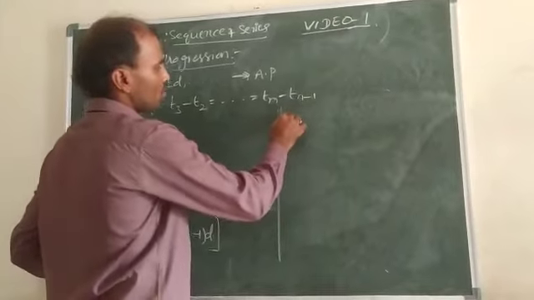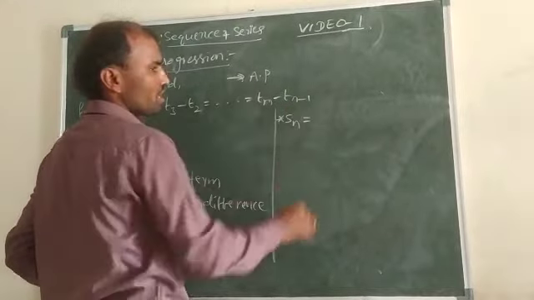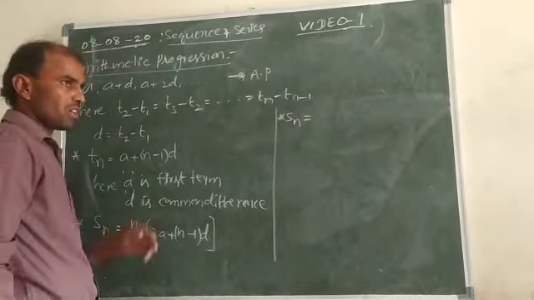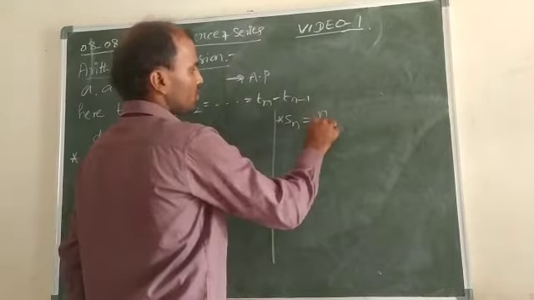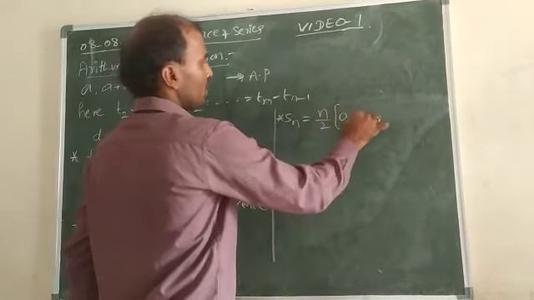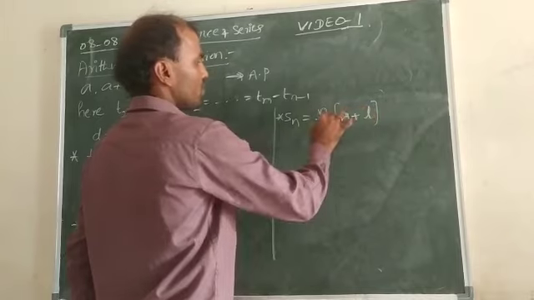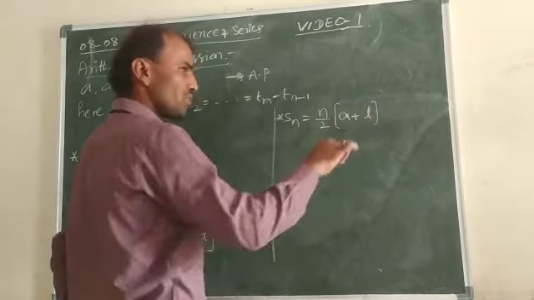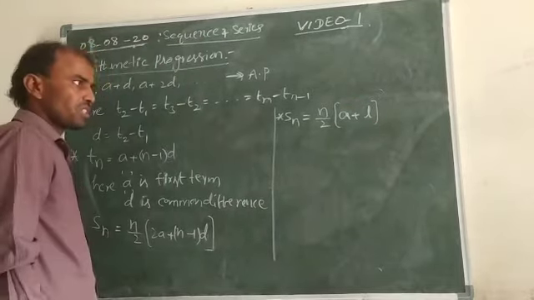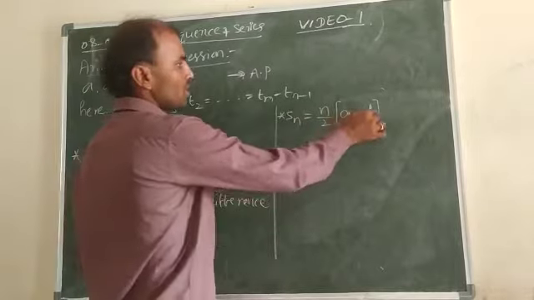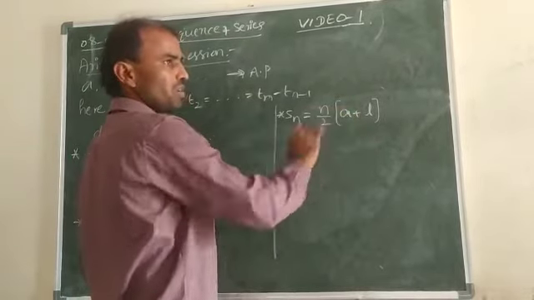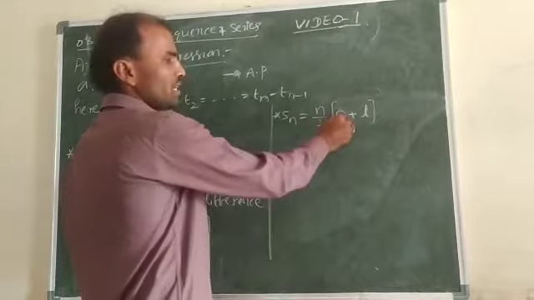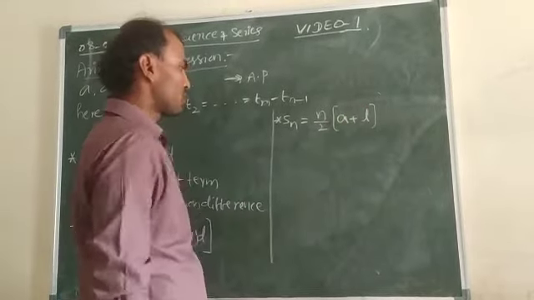And one more formula for Sn. Sum of n terms in the series, if you know the first and last term, then its formula is n by 2 into a plus l. N by 2 into a plus l is also the sum of the first n terms in the series, if you know the first and last terms. If the first term and last term are known, we should apply this formula. Here a is the first term, l is the last term.